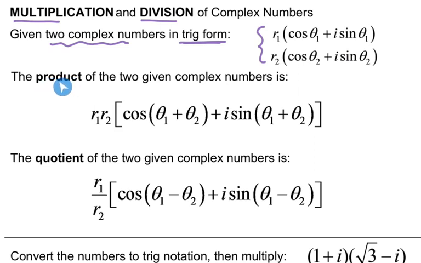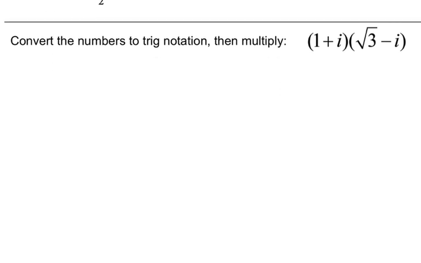So if we are asked to find the product, that would be multiplying the r values and then adding the theta values for each argument. And the quotient would be very similar. We would divide the r values and then subtract those theta argument values. So make sure you have these two definitions written down on your paper, because these are things you may need to know how to apply. And then let's do an example.